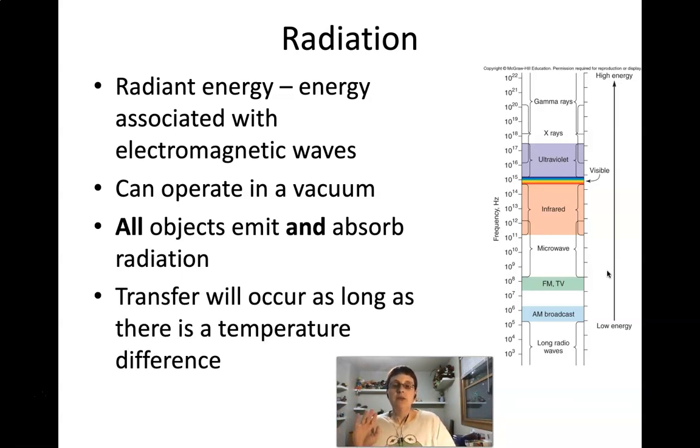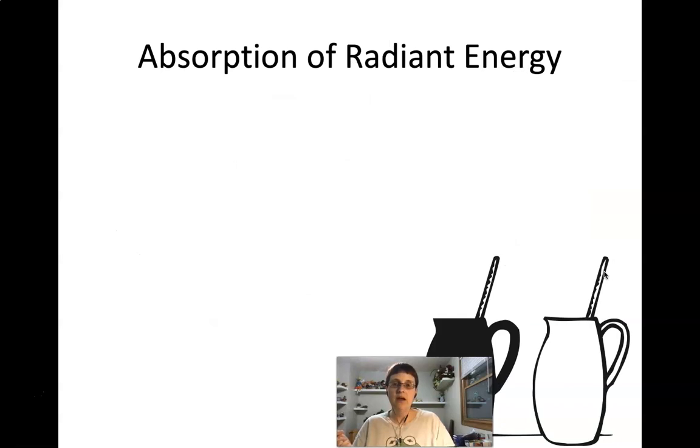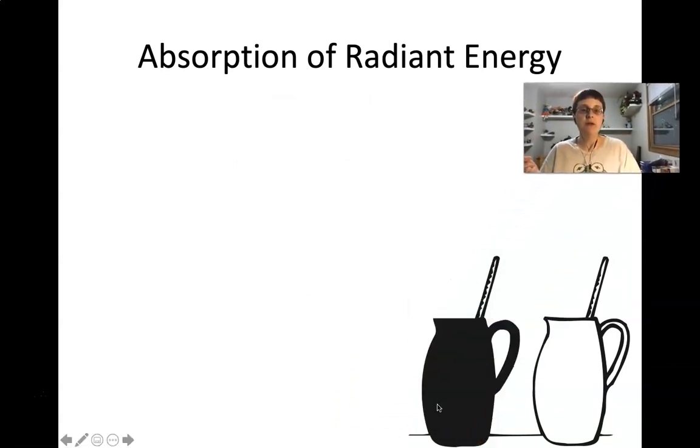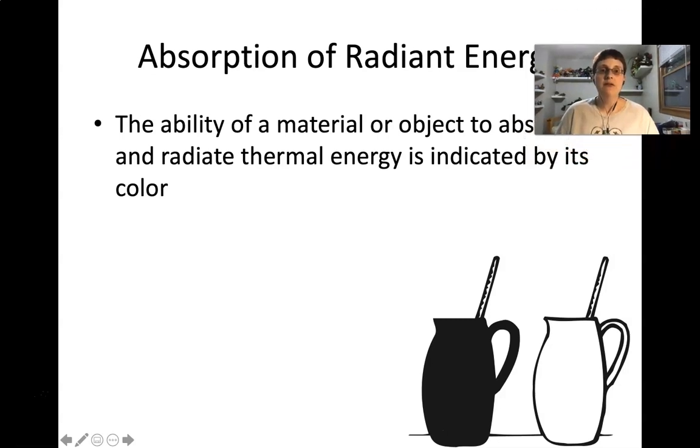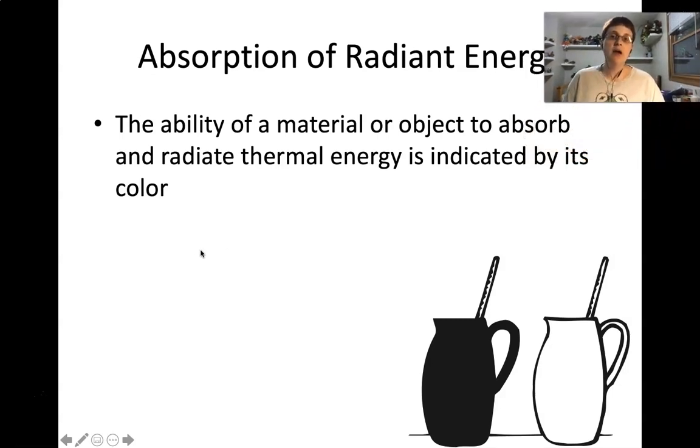And with radiation, the transfer will occur as long as there is a temperature difference between the object and the surroundings. So the surroundings that contain the radiant energy. So you're familiar with this kind of idea because you've been around objects with color in them. So the ability of a material to absorb and radiate thermal energy is indicated by its color.